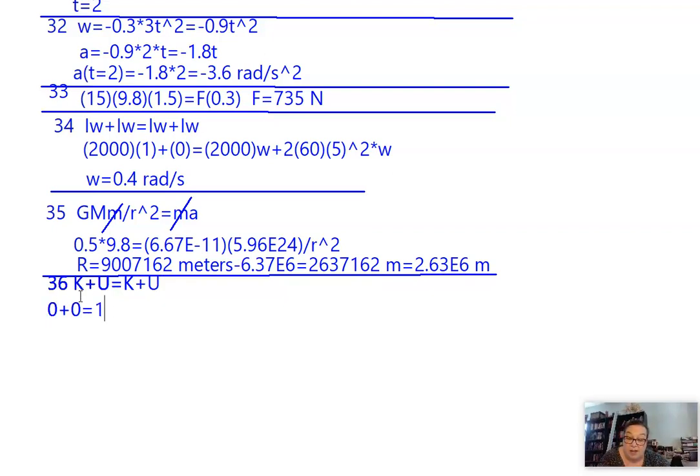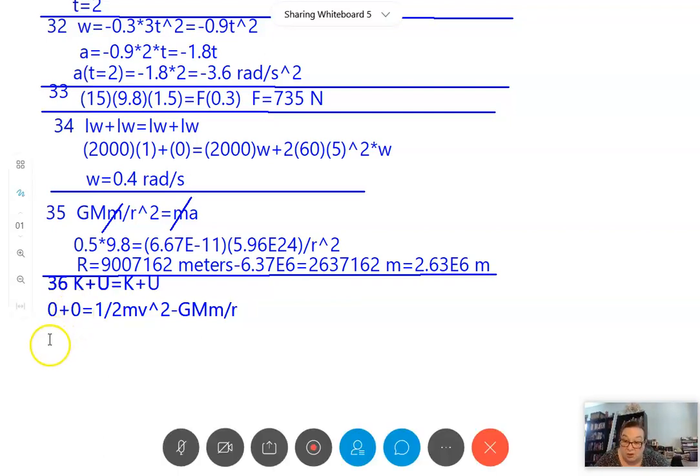And then at the end, we're going to have 1/2 times the mass of the comet times the speed of the comet squared. And then for our gravitational potential energy, it'll be minus capital G times the mass of Jupiter times the mass of our comet divided by their final distance between them. And so this is the equation that we want to solve for.